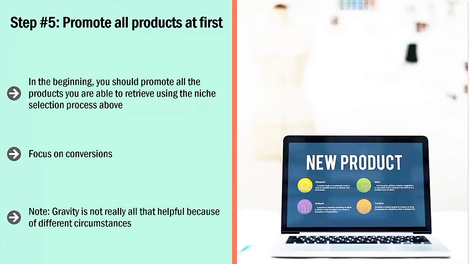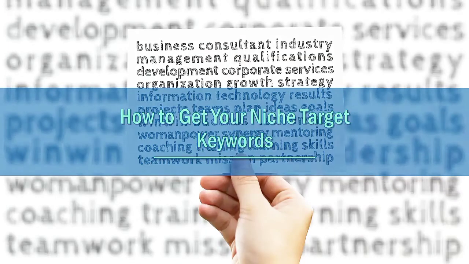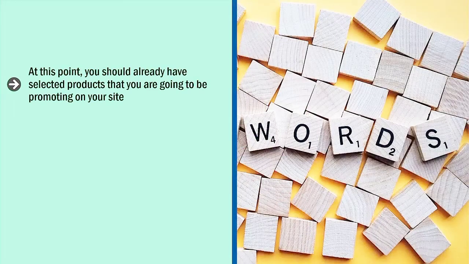Note, gravity is not really all that helpful because of different circumstances. I've already mentioned earlier on in this training why you shouldn't just select products based on gravity. Instead, get as many products that are directly related to your niche as possible and promote all those products. You're going to then filter them based on how successful your niche target keywords are. At this point, you should already have selected products that you are going to be promoting on your site.